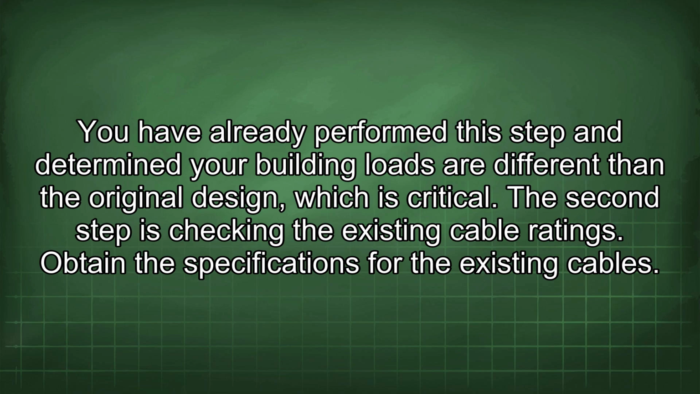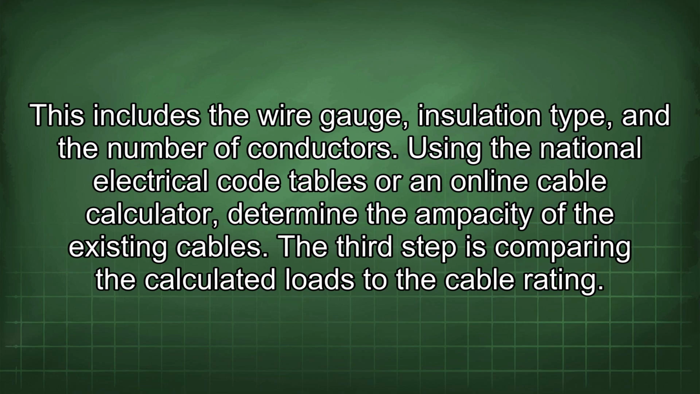The second step is checking the existing cable ratings. Obtain the specifications for the existing cables. This includes the wire gauge, insulation type, and the number of conductors. Using the National Electrical Code tables or an online cable calculator, determine the ampacity of the existing cables.